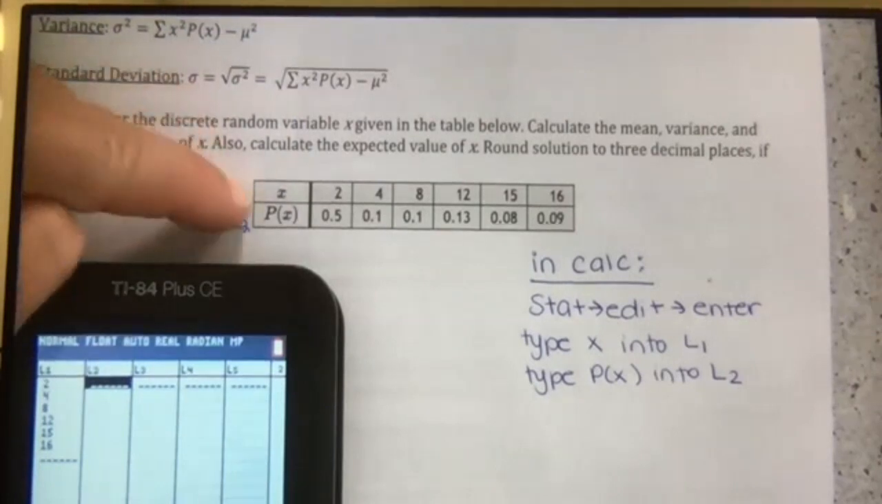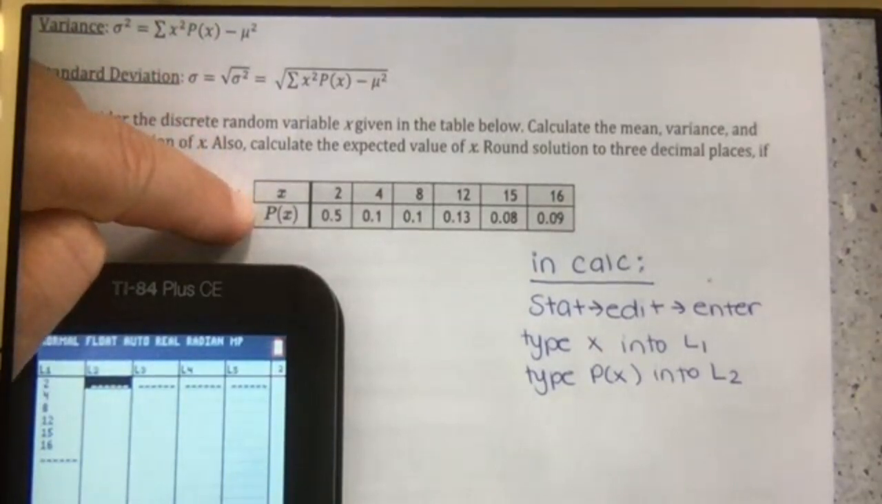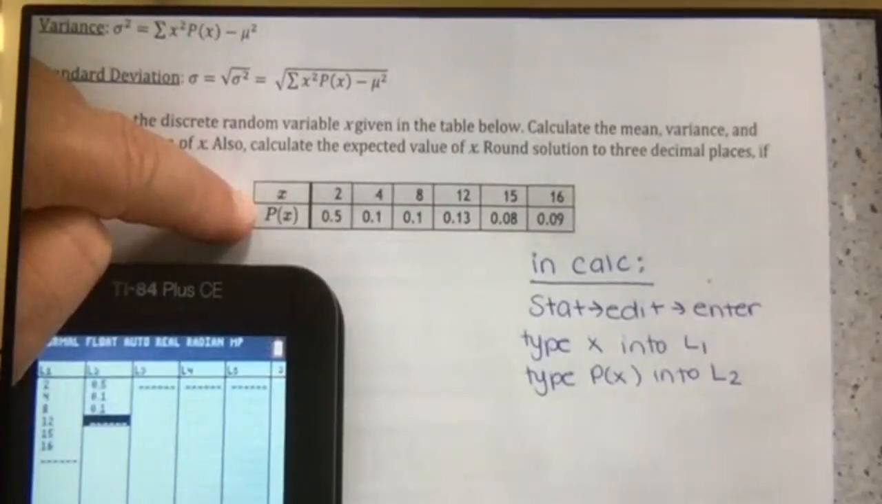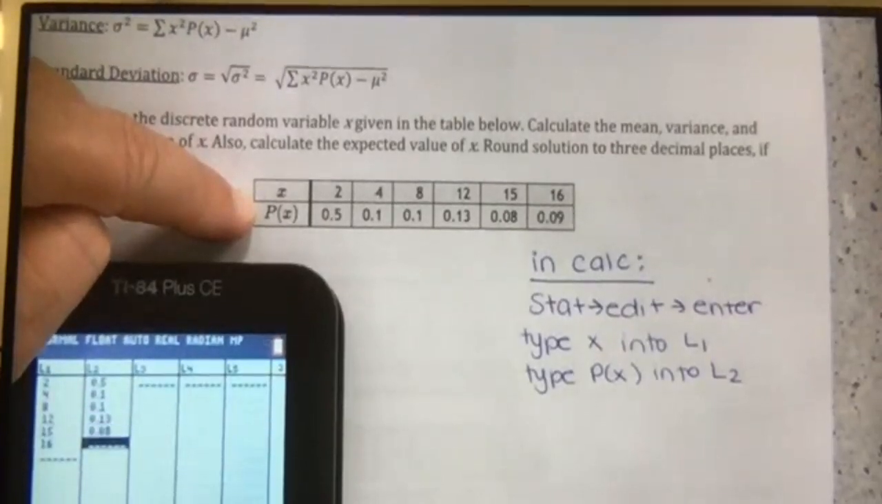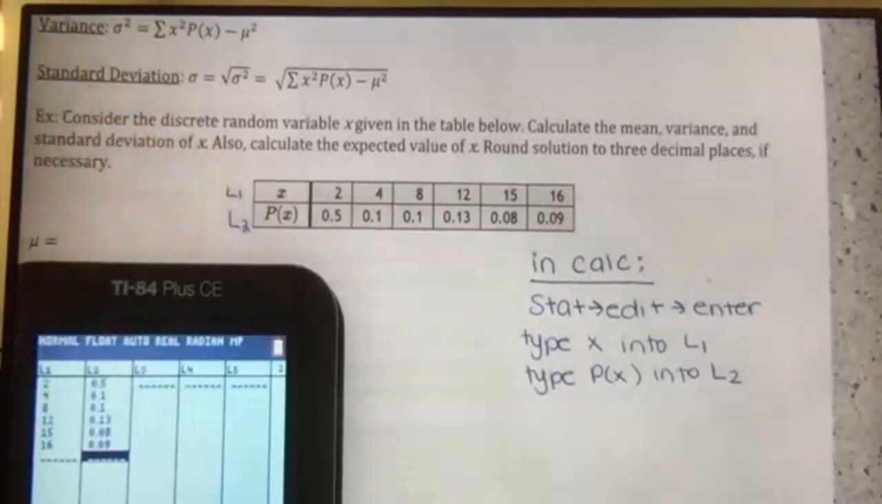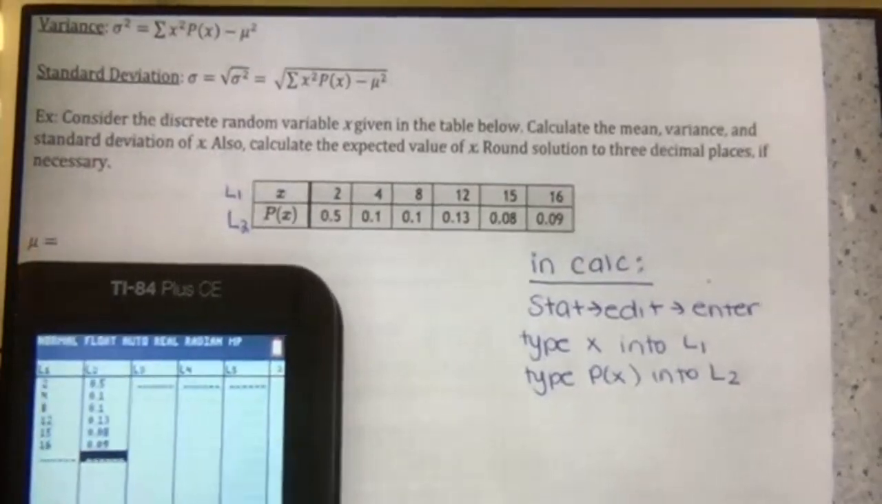Same thing for L2, putting in my P of x, putting in my probabilities. So 0.5, enter, 0.1, 0.1, 0.13, 0.08, and 0.09. So typing in all those probabilities and x values. So I told my calculator the data.